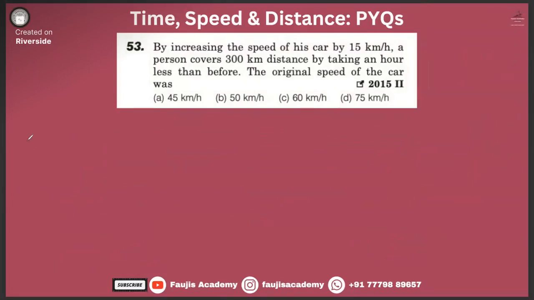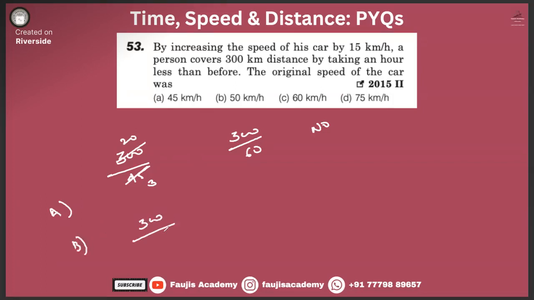Yes, easy one, 300. Okay, 300. Let's do it option wise. Okay, option A. How much is that? Original speed 45. And now what? 60. An hour less. Did he say 1 hour? No, he did not say 1 hour. Let's work with option B maybe. Okay, this is also not the correct one.